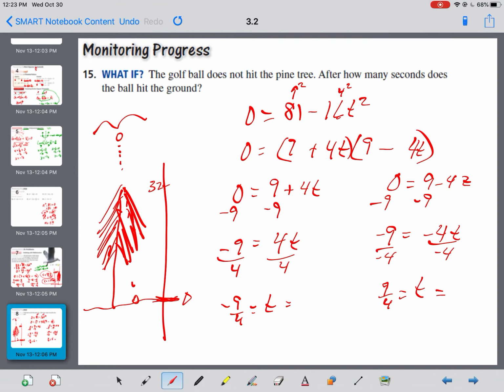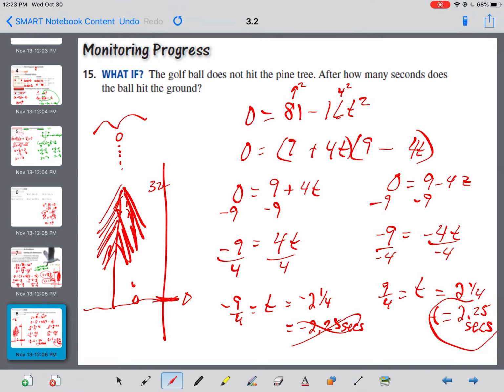So what are those equivalent to? Well, 4, that's a negative. 4 goes into 9 2 times with 1/4 left over, also known as -2.25 seconds. That doesn't make sense. It's negative time. Or we've got 2 1/4, which is 2.25 seconds. That one makes sense. That's our t. Okay.